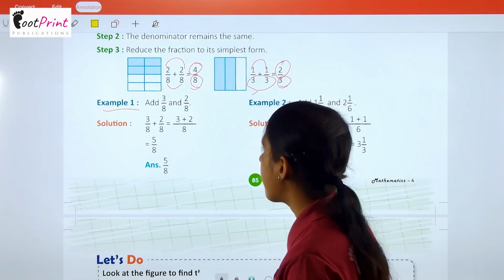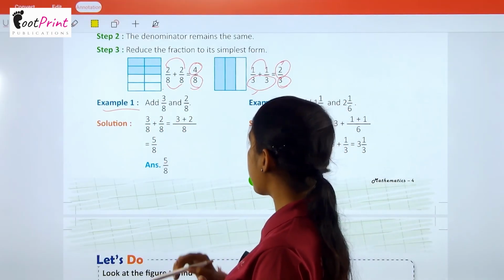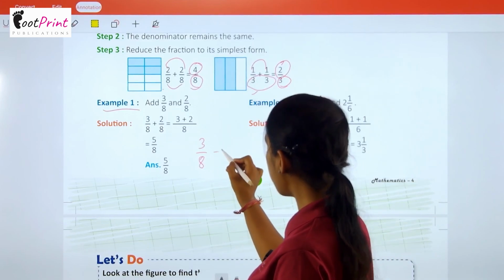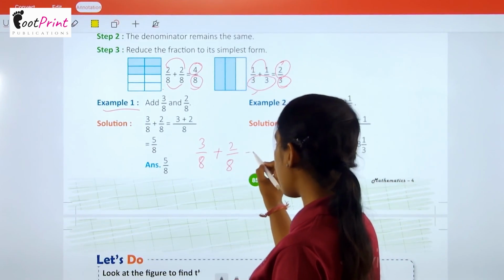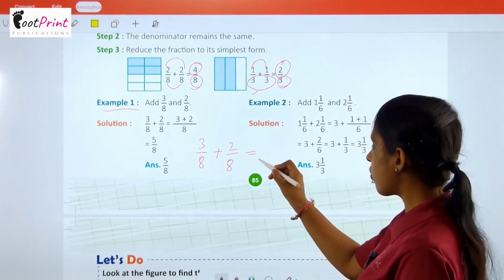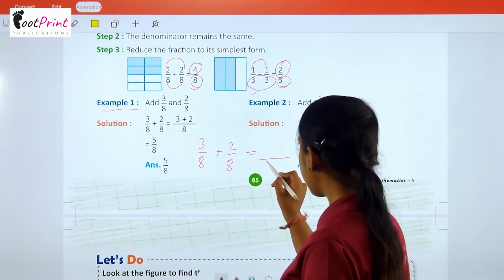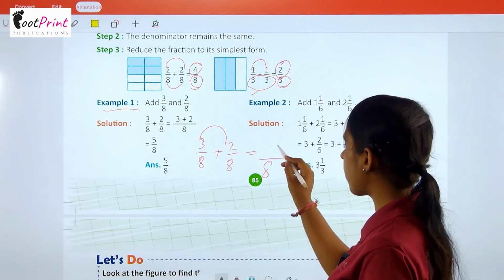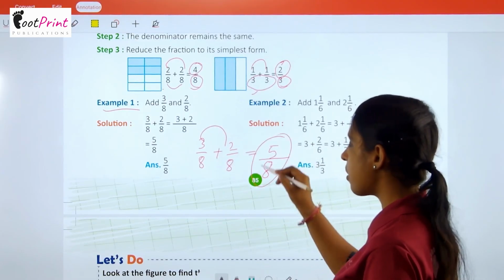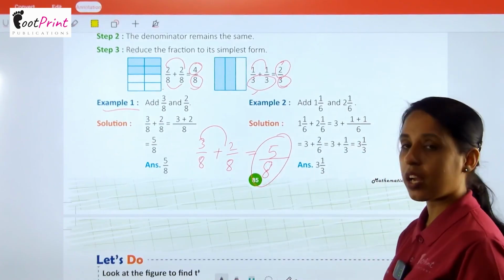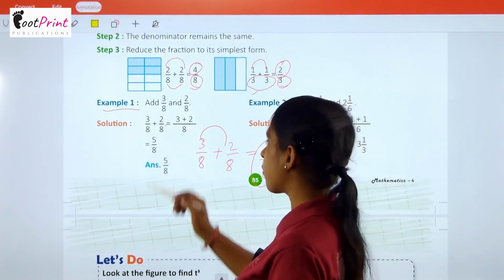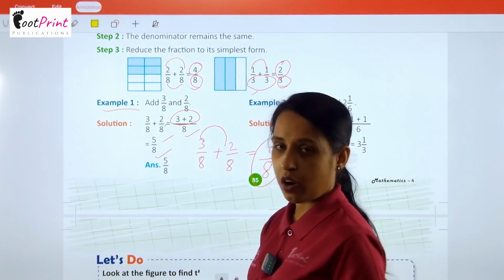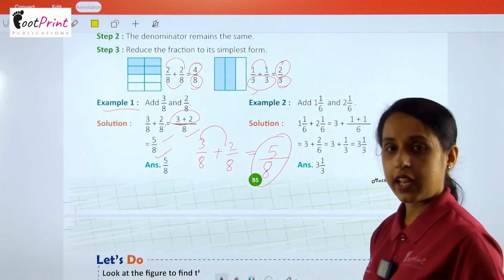Example number 1. Add 3 by 8 and 2 by 8. As we know, 3 by 8 and 2 by 8 are like fractions, and when we add like fractions, we keep the denominator the same and add the numerators. So 3 plus 2 is 5, and the denominator stays the same, so their sum will be 5/8. We added 3 and 2 to get 5, with the same denominator, so our answer will be 5/8.